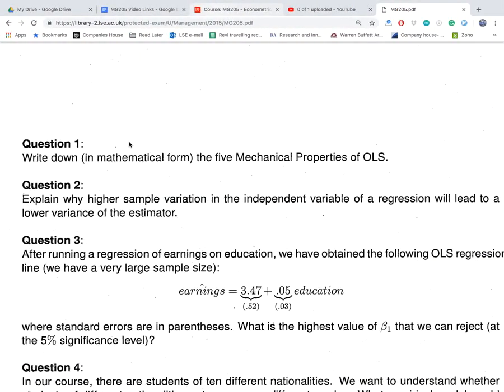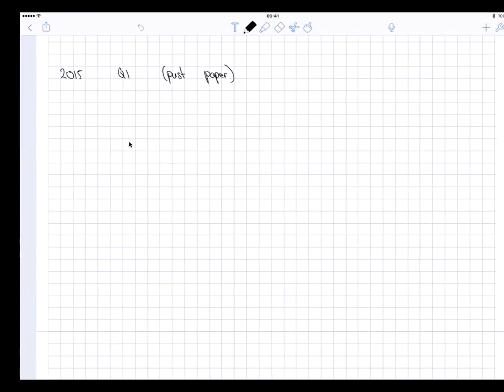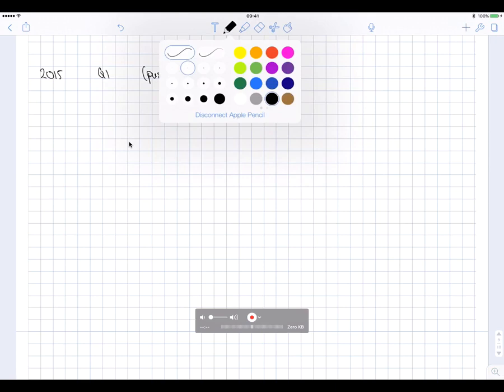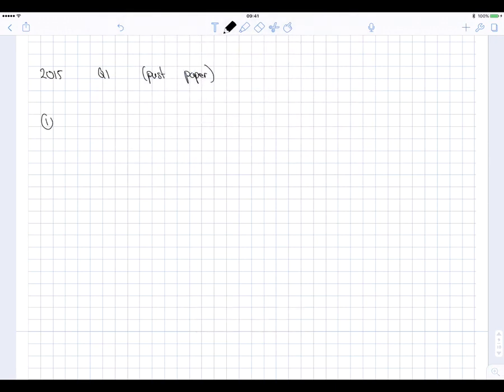Looks like a very simple question, which is the 2015, question 1, past paper. So this question 1, if I was in an exam, let me tell you what it would take to get full marks on this.